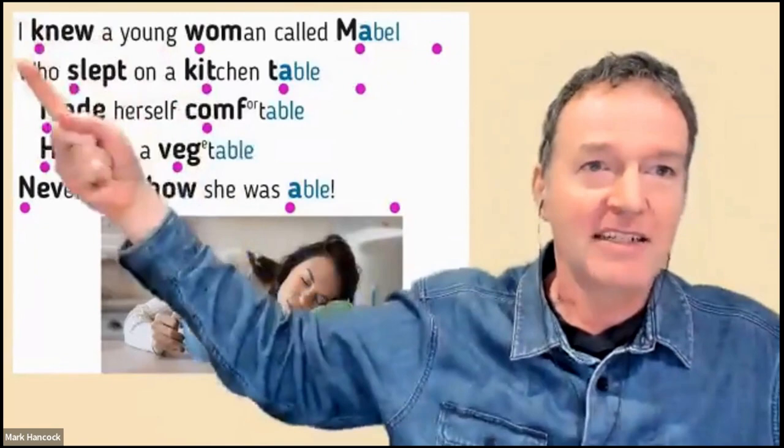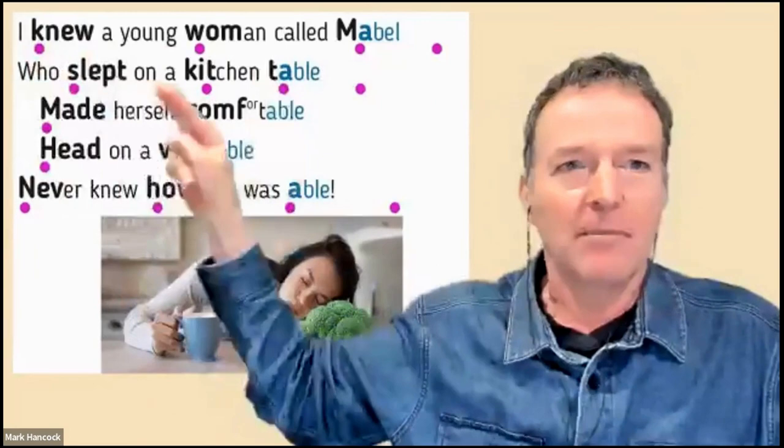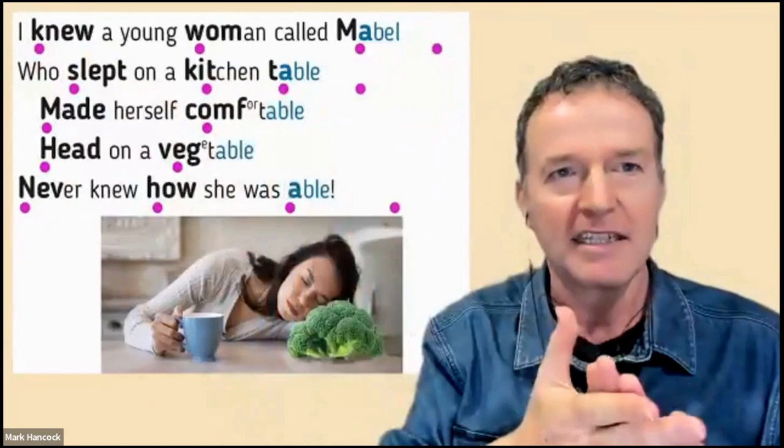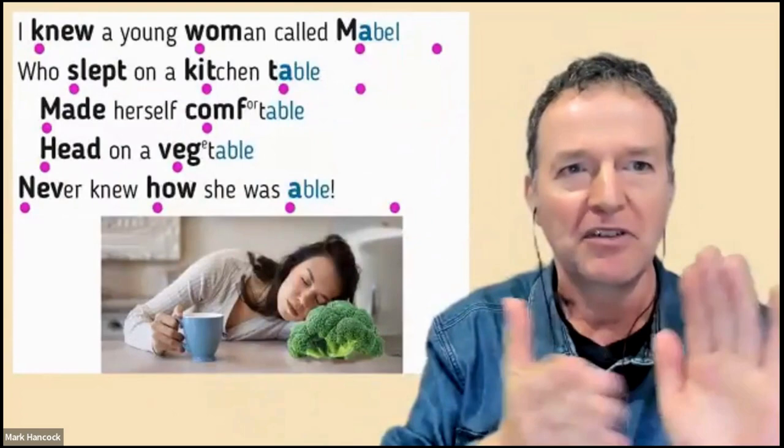The pink dots here represent the rhythm. This format of rhyme is a limerick. And so each line has four beats, but the last one is a silent one, like this. I knew a young woman called Mabel who slept on the kitchen table. She made herself comfortable, head on a vegetable, never knew how she was able.